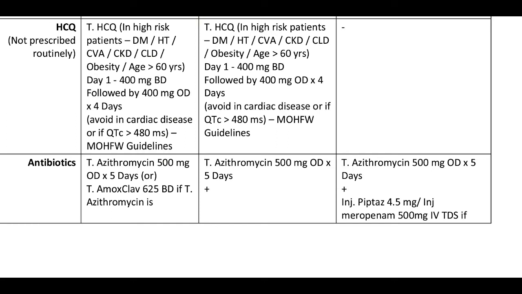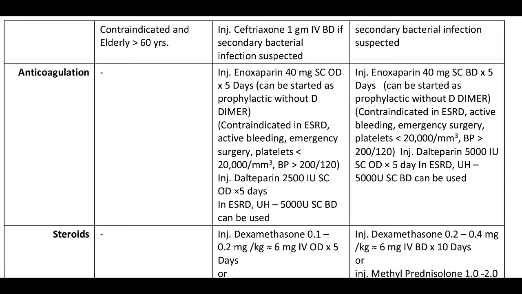Next, we give anticoagulants in COVID disease because COVID is an inflammatory condition which even involves the coagulation system. In mild disease, anticoagulants are not required. In moderate and severe disease, we give injection enoxaparin 40 mg subcutaneous once daily for 5 days, or injection dalteparin 2500 international units subcutaneous for 5 days. In end stage renal disease patients, we give unfractionated heparin 5000 units subcutaneous 2 times a day.